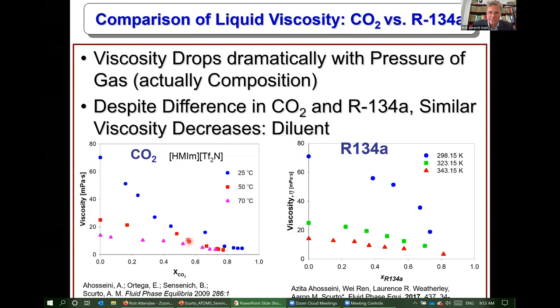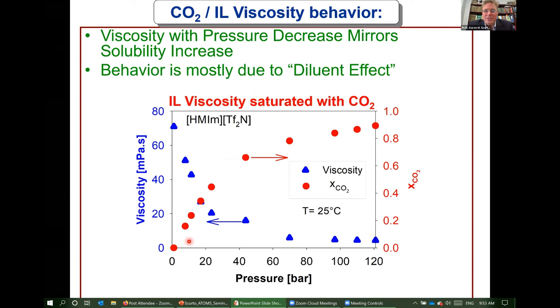So again, this is not a pressure effect, it is a composition effect. And so if we graph viscosity versus pressure on this axis in the blue, using the left axis, and then from the vapor liquid equilibrium, looking at the pressure composition effect, and this is at 25 degrees Celsius, we can basically see that that drop in viscosity is basically a mirror image to the increase in the composition of, in this case, CO2, but this also looks qualitatively similar for R134a or a variety of other gases.